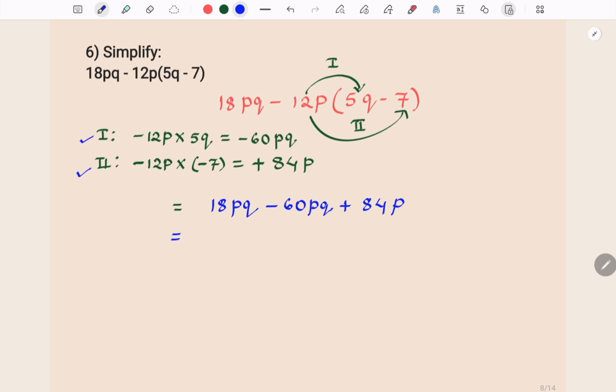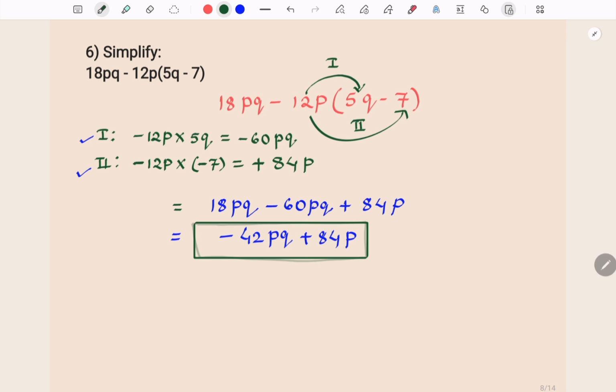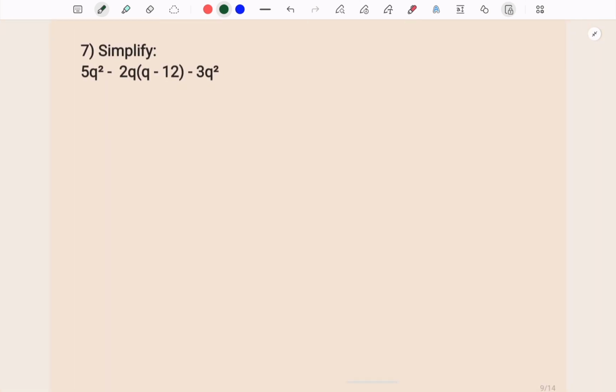You can see that the like terms are already clubbed here. 18pq minus 60pq gives minus 42pq plus 84p. We cannot simplify it further because these two are not like terms. So this here is our final answer. Let's move on to the next question now.